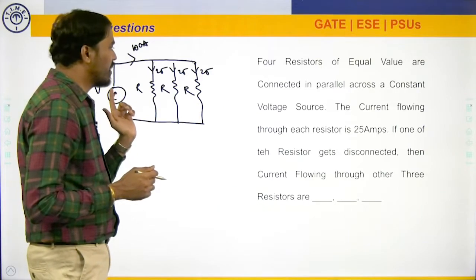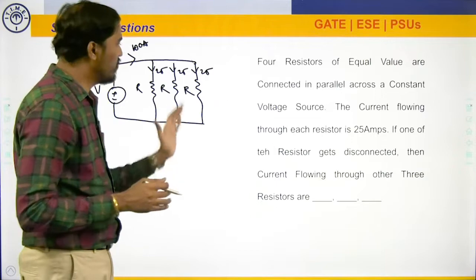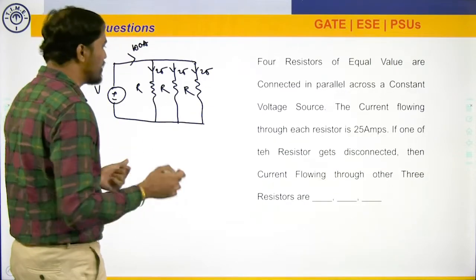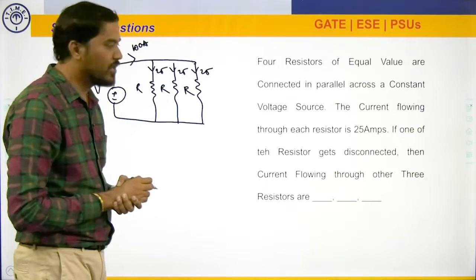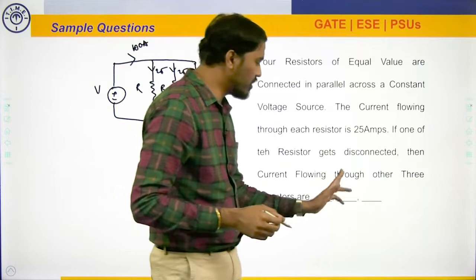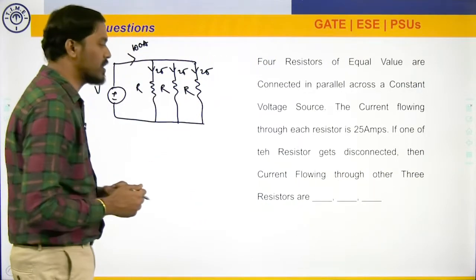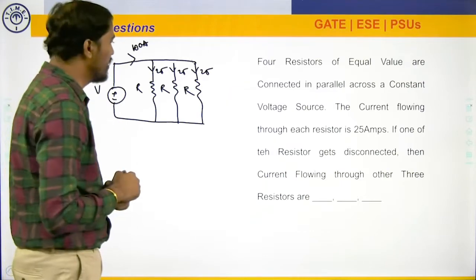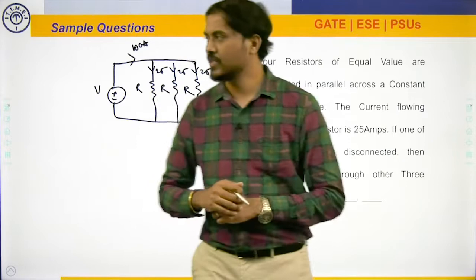Previously, 100 divided into 4 parts: 25, 25, 25 and 25. Now, one of the resistors gets disconnected, then immediately this current divides into 3 parts, that is 100 by 3, 100 by 3, 100 by 3. So, that is 33.33, 33.33 and 33.33. If this is what you are thinking, that is absolutely wrong. Let us quickly see the answer.